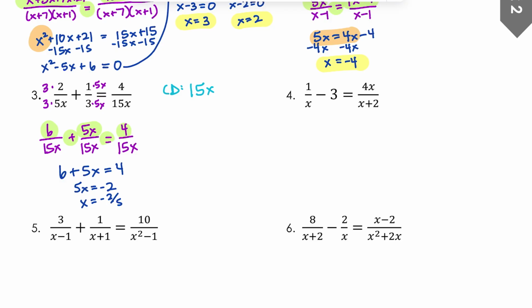Okay, check back to our domain restrictions. If our common denominator was 15x, that just means x is not allowed to equal 0. So it is allowed to equal the negative 2/5. So that's our solution.